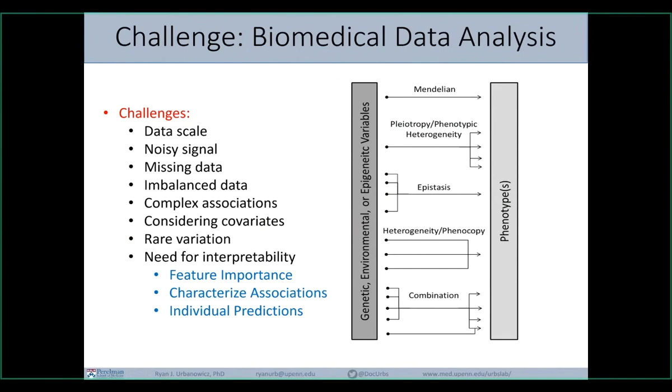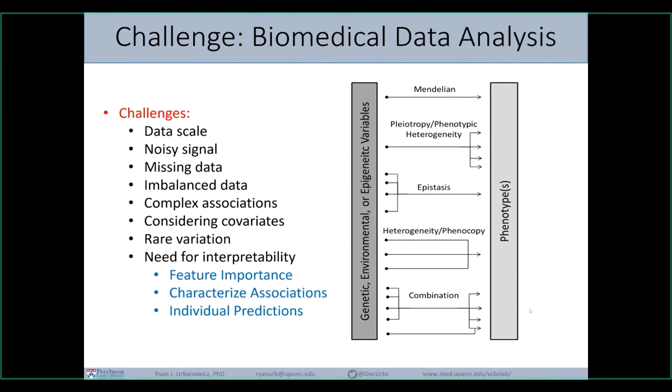Another big one is the complexity of the associations between our predictive variables, as we see illustrated here. In this case, we have genetic, environmental, or epigenetic factors on the left, and the phenotypes or outcomes we're interested in over here on the right. These can be very simple, like Mendelian associations. We can have complex interactions, also known as epistasis. We can also have heterogeneous relationships where different features contribute to the same or similar phenotype, or we can have some messy combination of a lot of these.